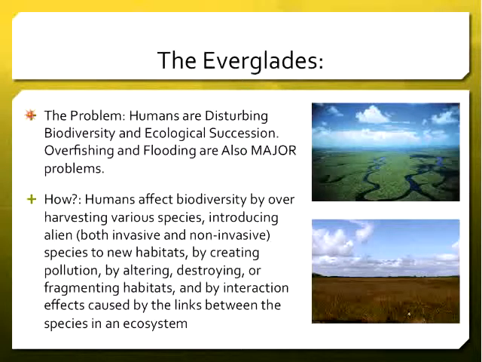Now we actually get to the resolution part of this case study, the Everglades. So the problems in the Everglades are that humans are disturbing biodiversity and ecological succession. Overflooding and flooding are also major problems. So how are humans affecting this?